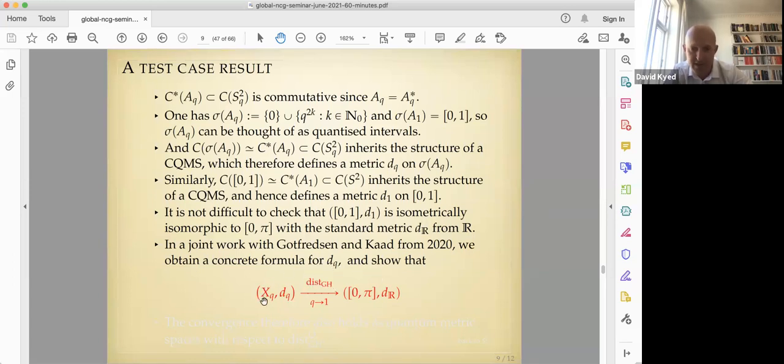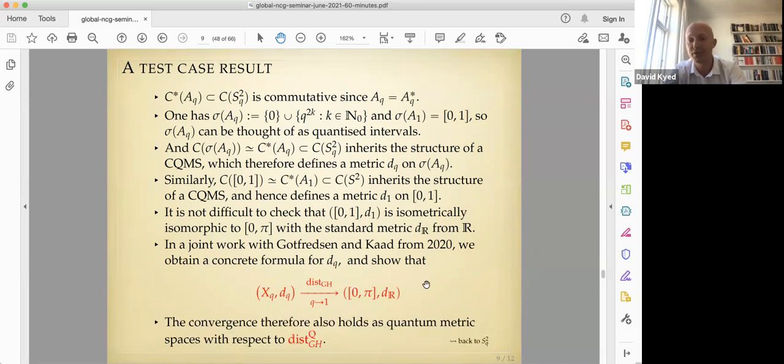So note, this is all completely classical. These are classical spaces, and the convergence is with respect to the classical Gromov-Hausdorff distance. But as I already told you, it of course also holds true if you consider them as quantum metric spaces, because this assignment, which passes from a space to its continuous functions, is a contraction. So if they converge classically, they converge even more so quantum.